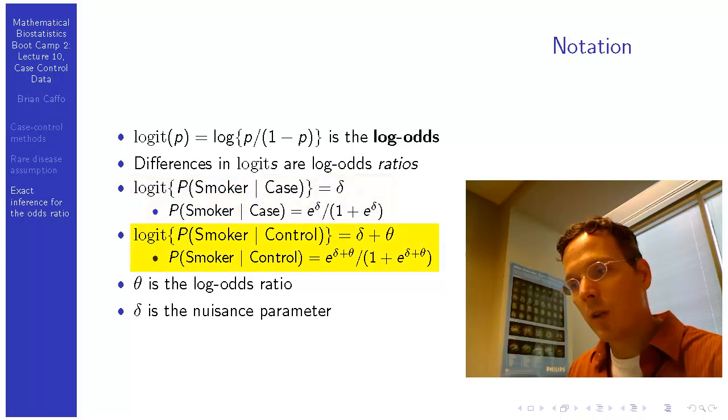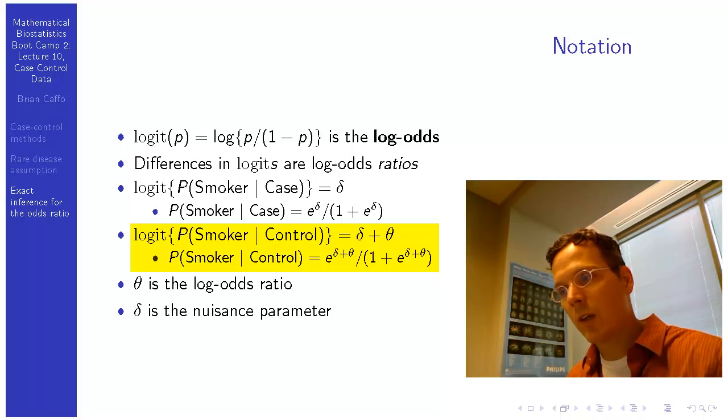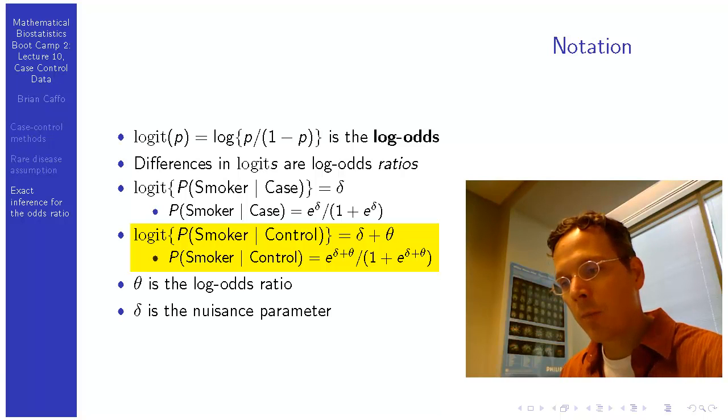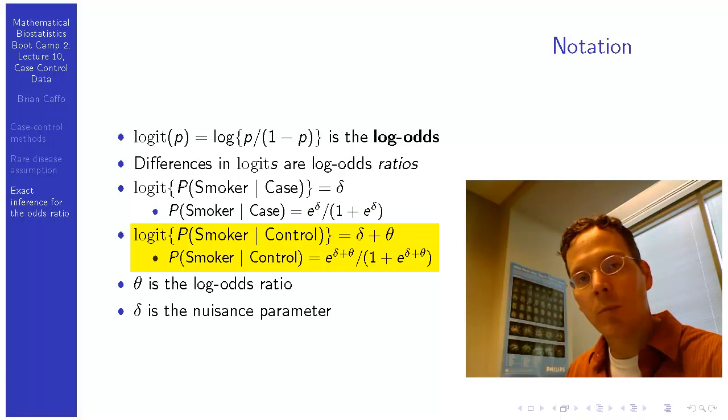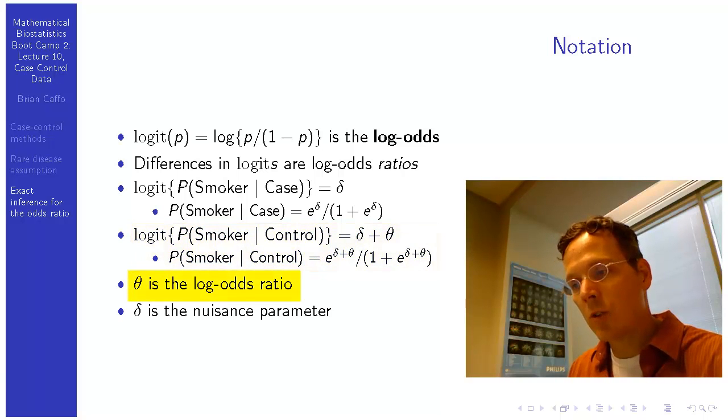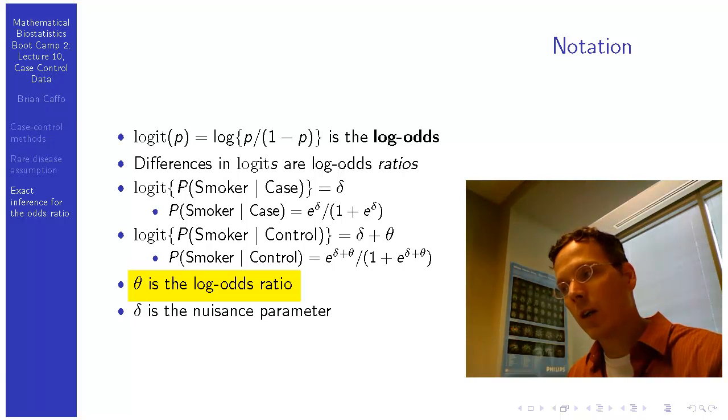The logit of the probability of being a smoker given that you're a control, let's call that delta plus theta. So it's a different number, but we're describing it relative to delta. Because we're not constraining theta, it can still be any number. Then the probability of being a smoker given a control works out to be e to the delta plus theta divided by 1 plus e to the delta plus theta. In this case, theta works out to be the log odds ratio. Of course it's the log odds ratio, because if we subtract the two logits, the delta cancels out and we get theta. So theta is the log odds ratio.